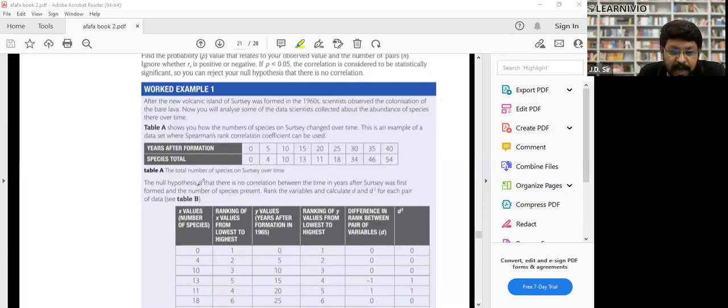Now the null hypothesis is that there is no correlation between the time since Surtsey was first formed and the number of species present. Rank the variables, calculate d, then d squared. So they make a null hypothesis that there is no correlation, right? That is a negative null hypothesis. Come to the next.